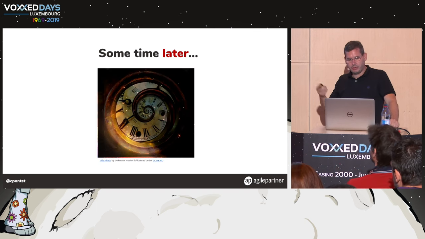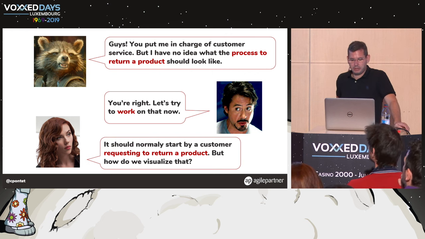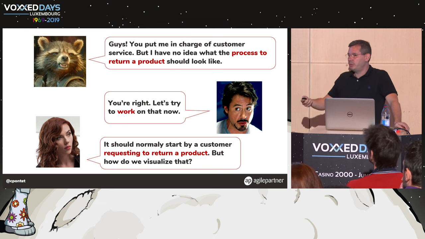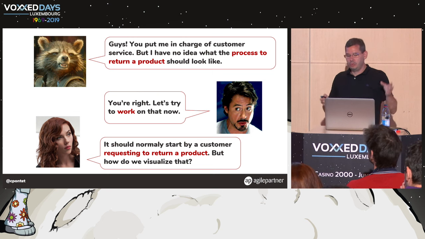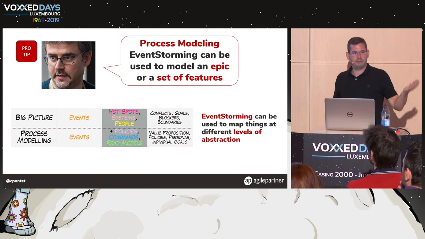So time goes on and at some point, Rocket just says, hey guys, you put me in charge of customer support, but I have no idea what the process for product return should look like. So you need to map that as well. So you will go a bit deeper and not use the big picture anymore, because you have different levels of abstraction that you can map, as I mentioned in the beginning of the talk.